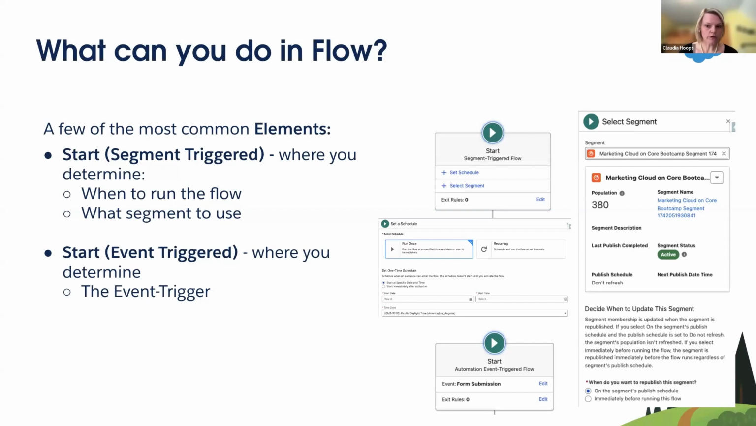If you choose the segment schedule date, you want to make sure that you have actually set up a published schedule for the segment. As you can see in my case here, I don't have that set, so make sure you have set that up. For the event-triggered flows, the start is just the event trigger, which we saw before.